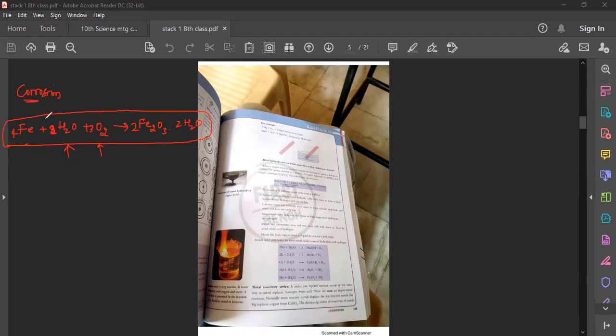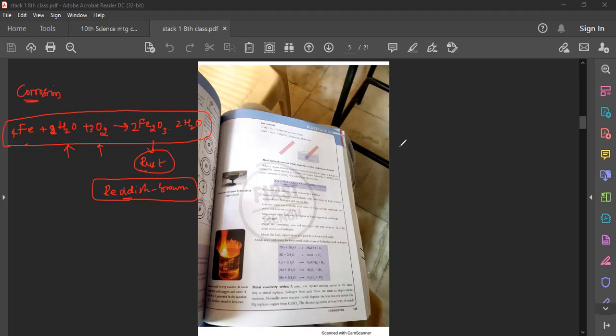So corrosion means iron reacts with the water vapor and the oxygen present in the air to form iron oxide. That is the rust. Iron oxide is the rust. What is the color of the rust? Reddish brown. Okay, so that is corrosion in the case of iron.